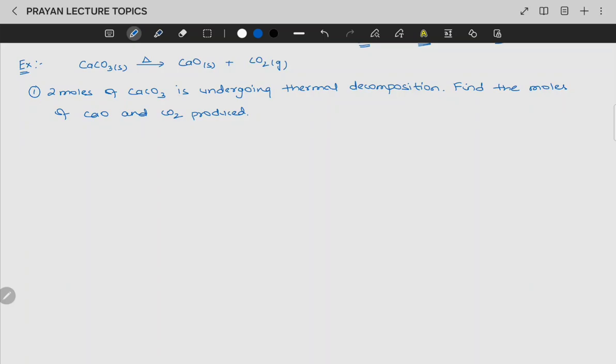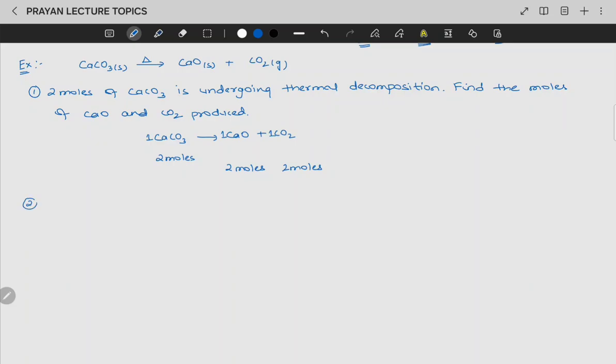So the reaction, we know, is CaCO3 giving us CaO plus CO2, and as we can see this is a balanced equation, so we can write 2 moles of CaCO3 will produce how many moles of CaO? It will produce 2 moles of CaO and 2 moles of CO2, because if you see the coefficients, 1 mole of calcium carbonate will decompose to produce 1 mole of calcium oxide and 1 mole of carbon dioxide.